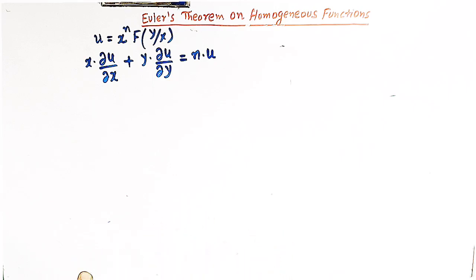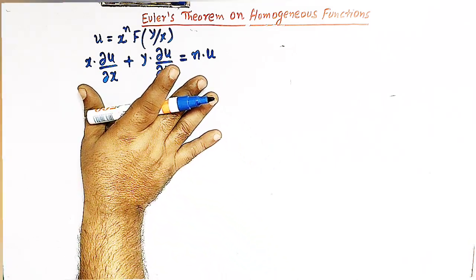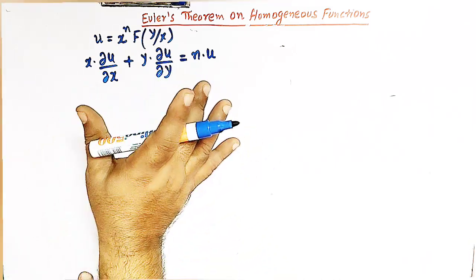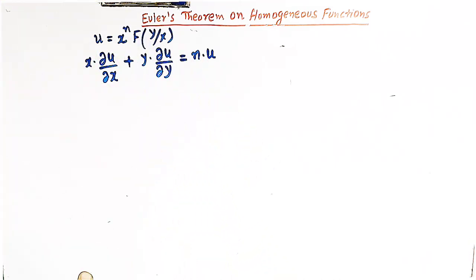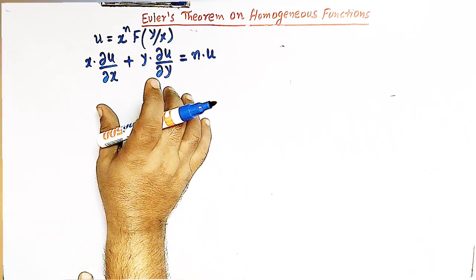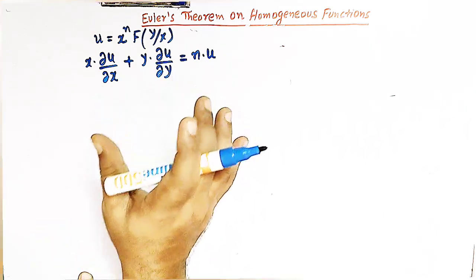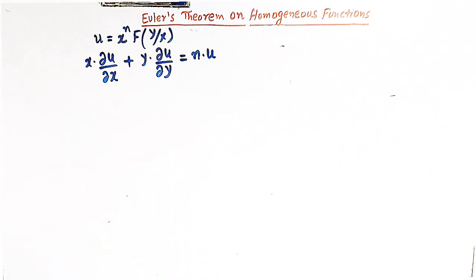We can also extend this theorem to more variables, but here we'll restrict ourselves to only two variables, x and y, right? So let us now consider some examples related to Euler's theorem.